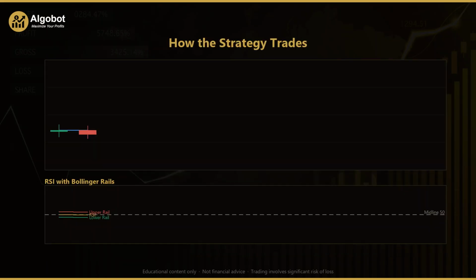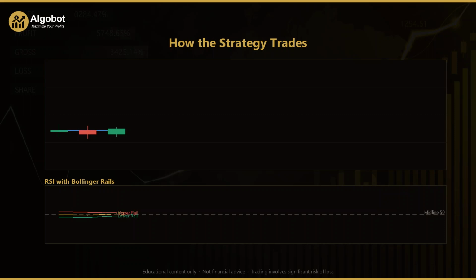Let's walk through this illustration candle by candle. In the subpanel below price, you can see the RSI drawn in gold, wrapped by 2 rails, the upper rail in red and the lower rail in green, with the 50 midline dashed across the middle. On the price chart above, the blue line is the trend EMA.